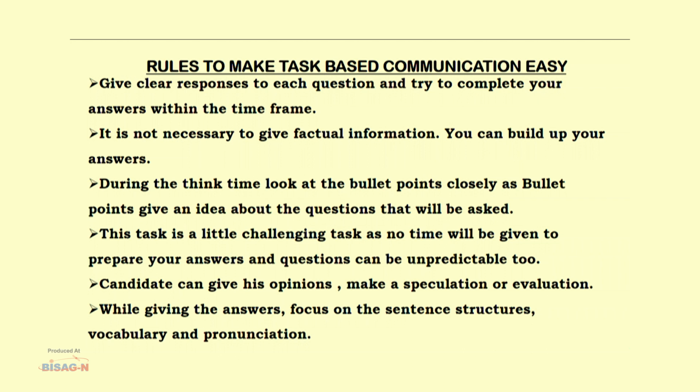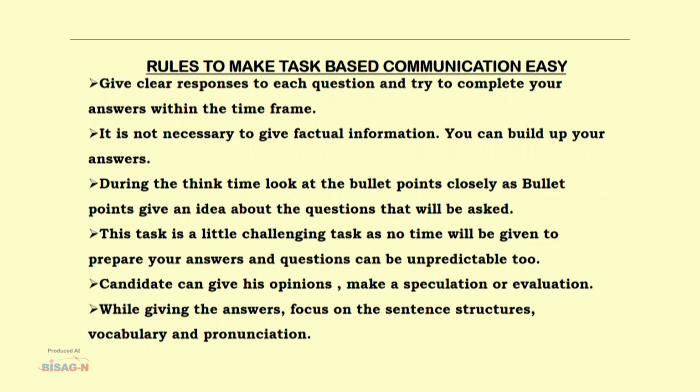Let's talk about the first rule. The first rule says, give clear responses to each question and try to complete your answers within the time frame. Now, throughout the module, I have repeated myself that you have to make sure the answers are given keeping in mind the time frame. Because if you do not keep the time frame in mind, you might be cut off in between the sentences. You might not be able to complete the sentences, or you might not be able to touch on some of the prompts given in the task. Clear responses for every question is a must.